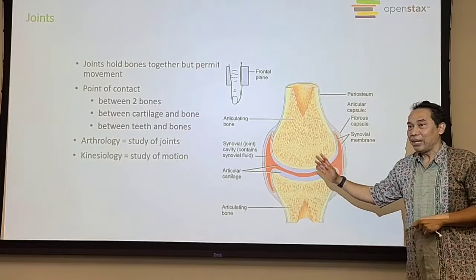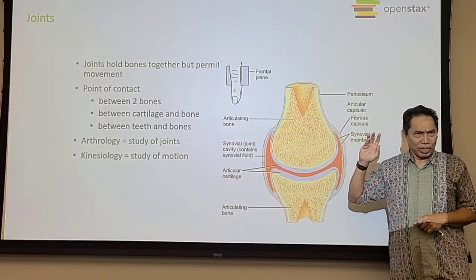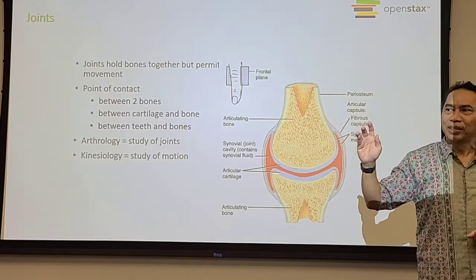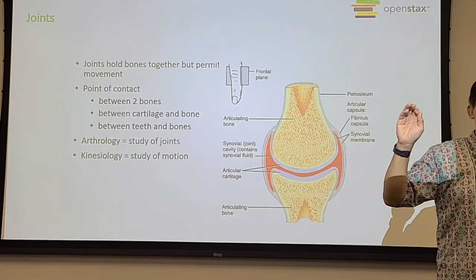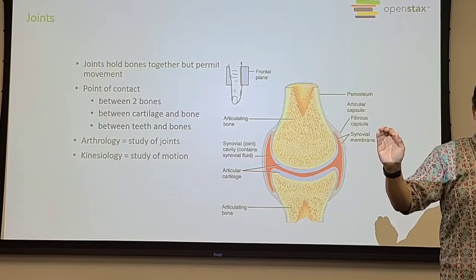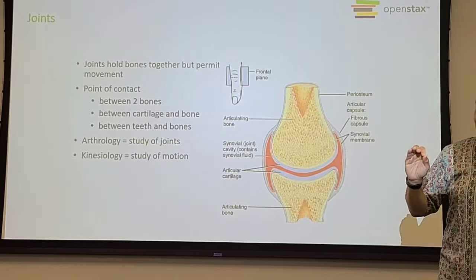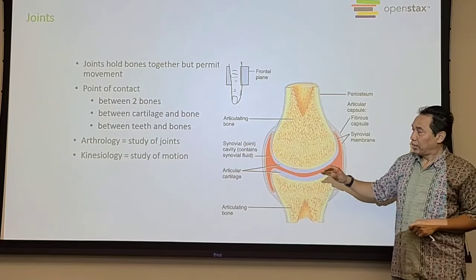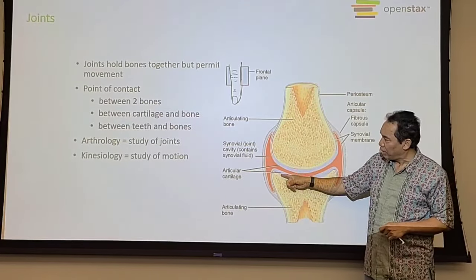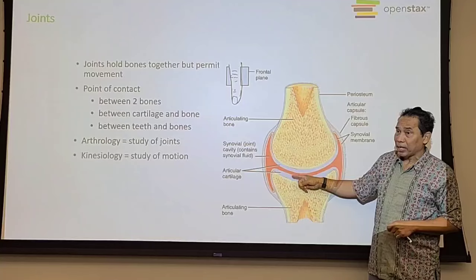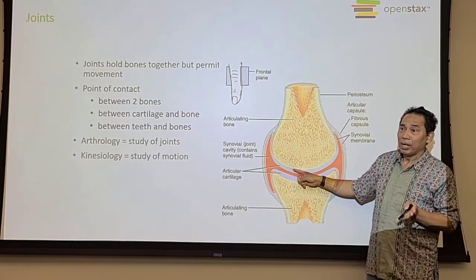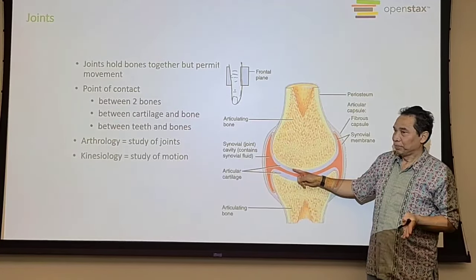So what happened with those old people? What do you call that abnormality? Osteoarthritis. See? The name of the abnormality that is caused by the death of this articular cartilage is called osteoarthritis. Are you with me?